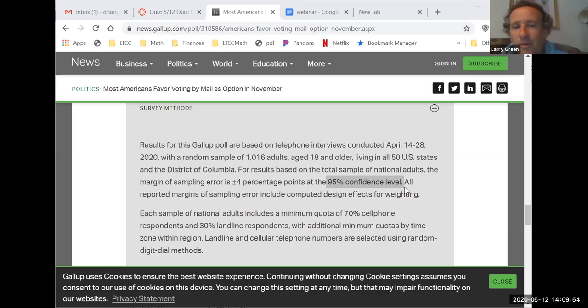So, by the way, why do you think they use 95%? Why not 90%? Or 99%. Any ideas?